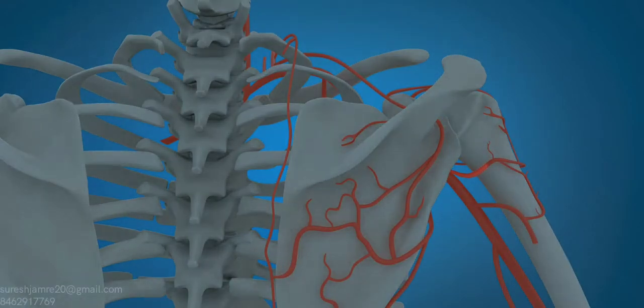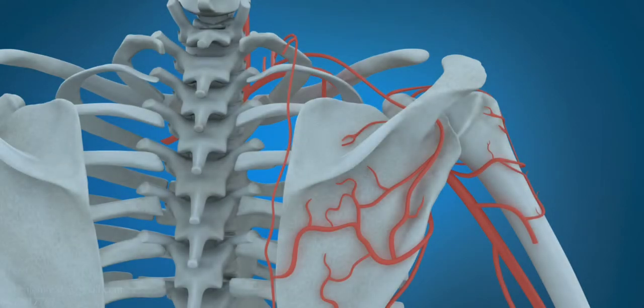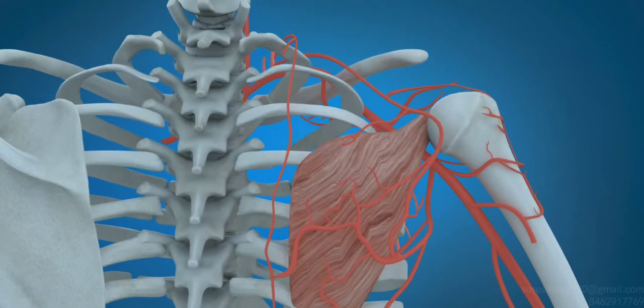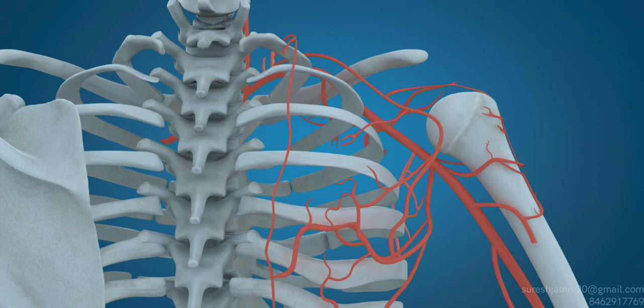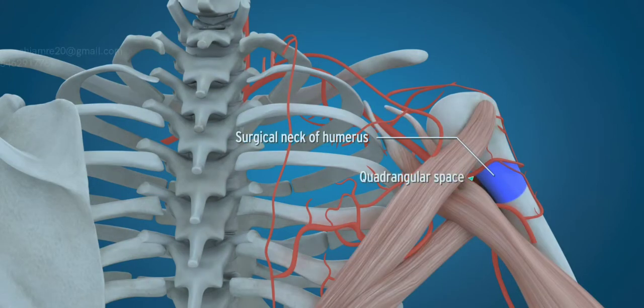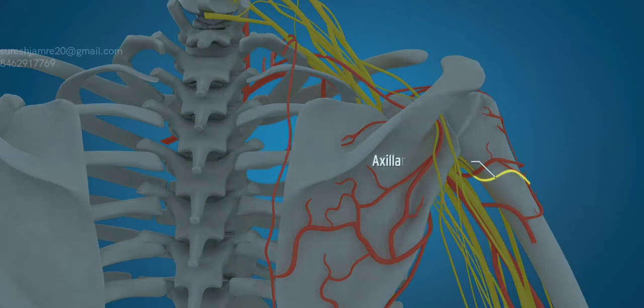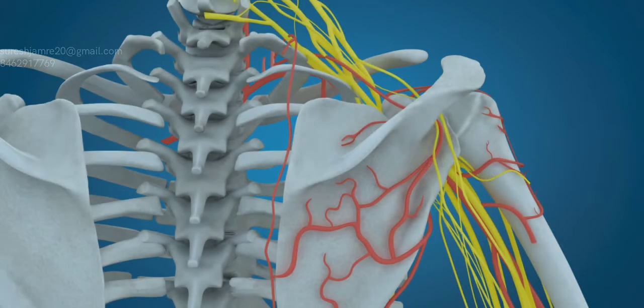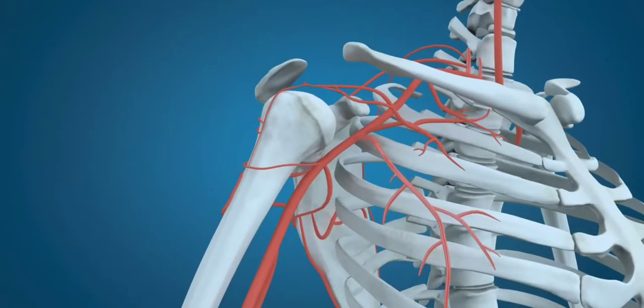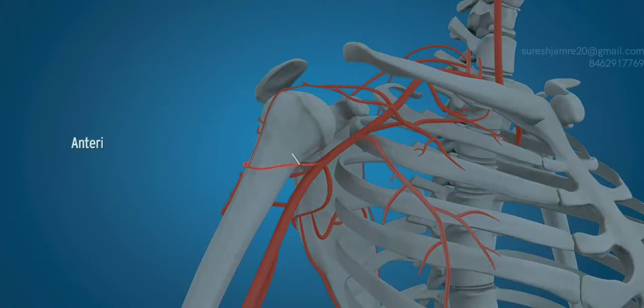Posterior circumflex humeral artery. Quite larger when compared to the anterior branch. It arises at the lower border of subscapularis muscle. It winds around the surgical neck of humerus by passing through the quadrangular space, where it is accompanied by the axillary nerve. Finally, it ends by anastomosing with anterior circumflex humeral artery.